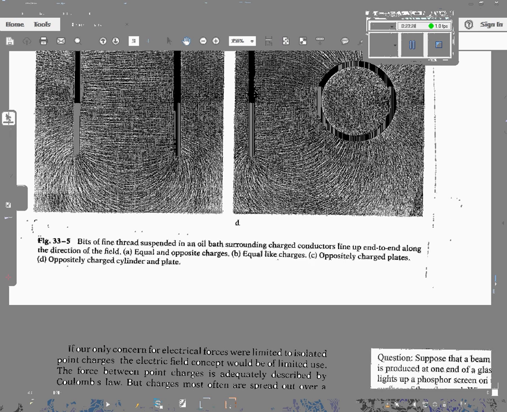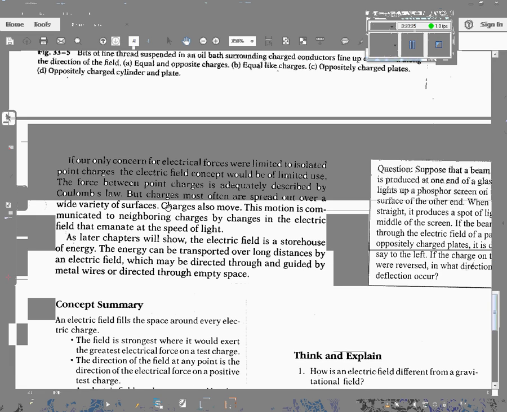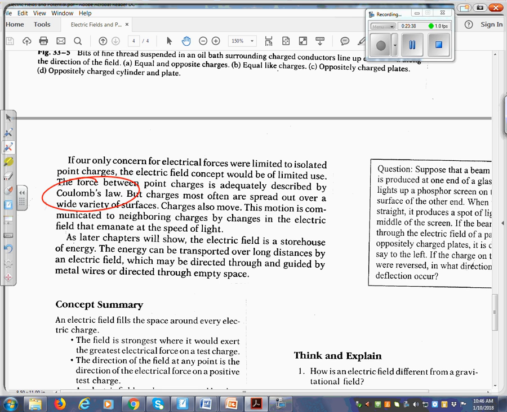Okay. If our only concern for electrical forces were limited to isolated point charges, the electric field concept would be of limited use. The force between point charges is adequately described by Coulomb's law. Coulomb's law is a grade 12 concept. Charges most often are spread out over a wide variety of surfaces.